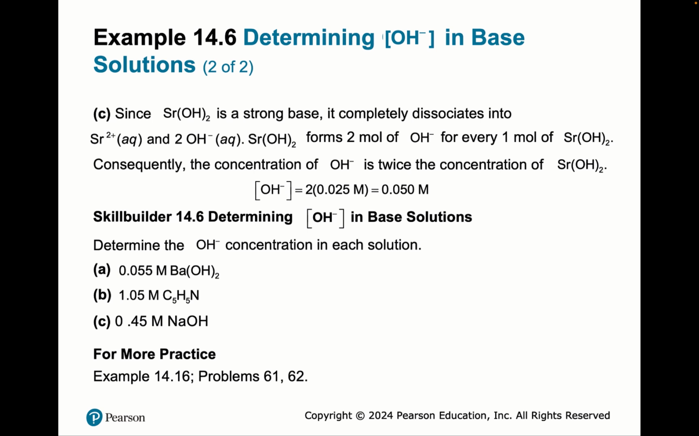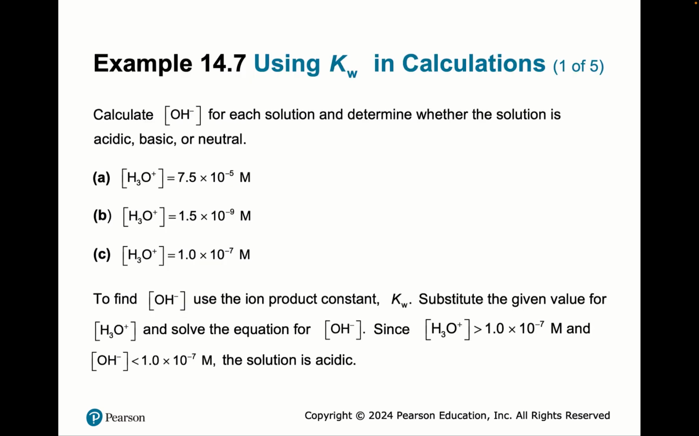So keep that in mind when you're doing that. With the alkaline earths, there's going to be twice as much hydroxide as for the alkali metals. So let's use the Kw for water in the calculations. Find the hydroxide ion on each of these, and determine if the solution is acidic, basic, or neutral.